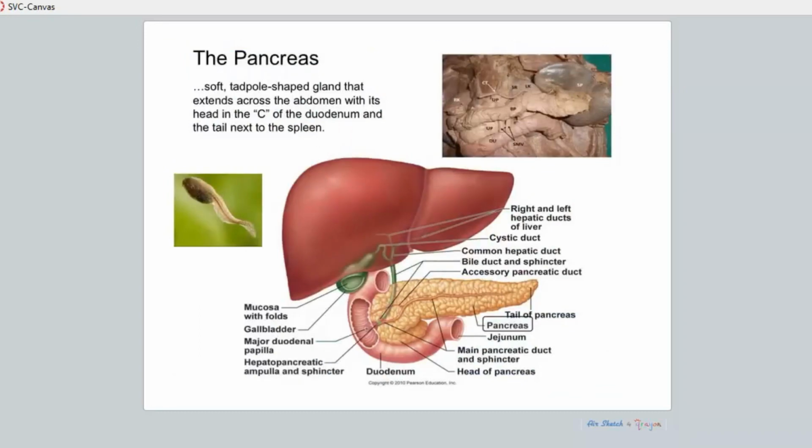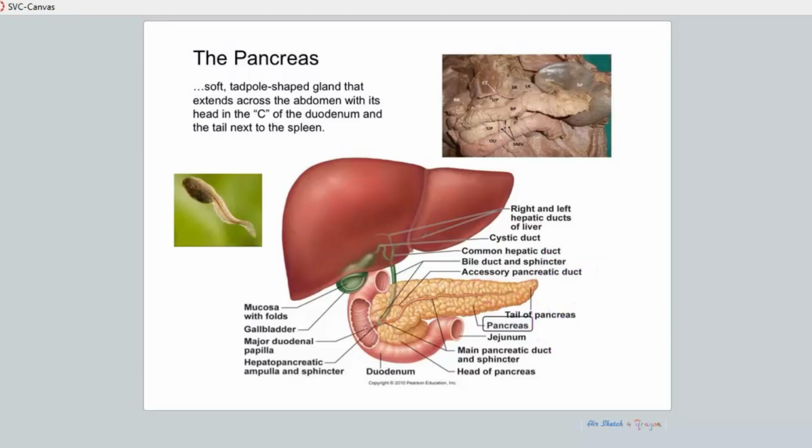All right, so now let's talk about the pancreas. The pancreas is an accessory organ. First of all, it's not part of the alimentary canal itself, but it's a soft, tadpole-shaped gland that extends across the abdomen here. And like I mentioned earlier, it has its head in the C of the duodenum, and then the tail over here is next to the spleen.